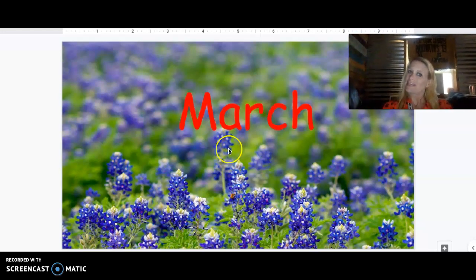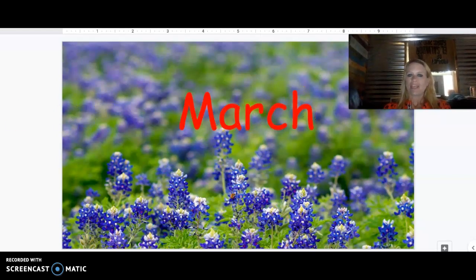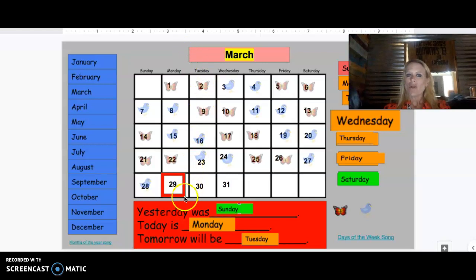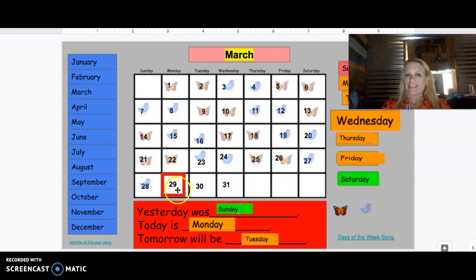Our month is March. Let's spell that: M-A-R-C-H. Here is our calendar. We are already all the way down here. Let's count all the way to this number. What number comes after 28? What do you think? All right, let's count.